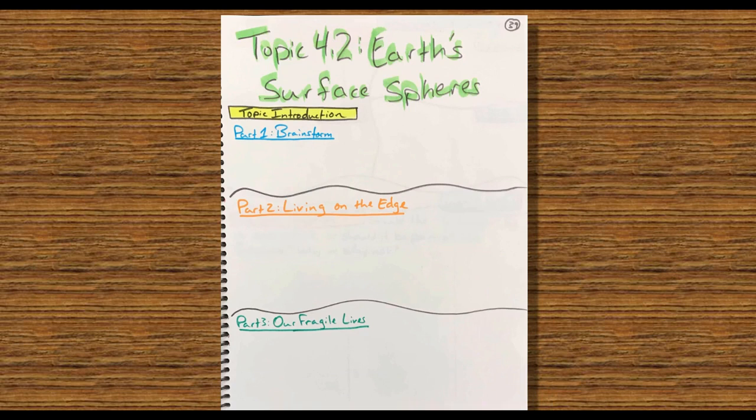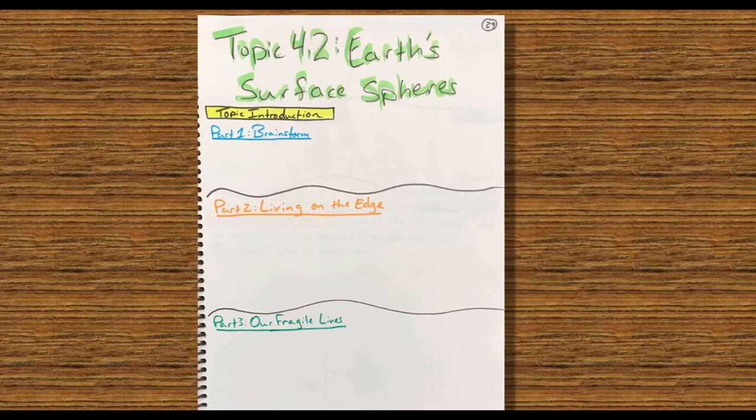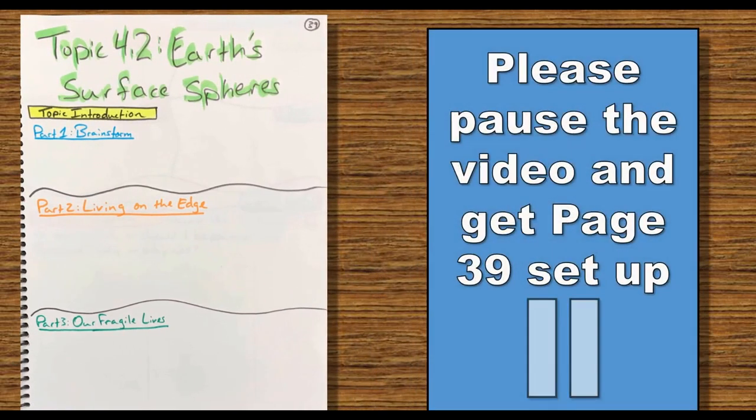And in this part, I'm going to ask you what would happen to our biosphere if any of the other three spheres were not available, if they were not present on Earth's surface. Please pause the video and get page 39 set up.